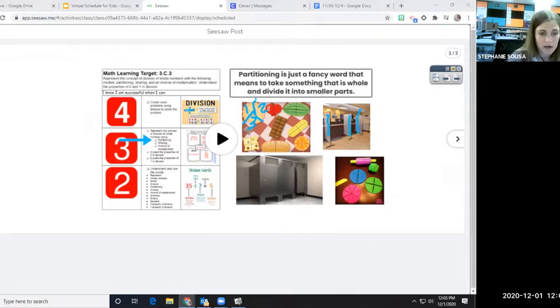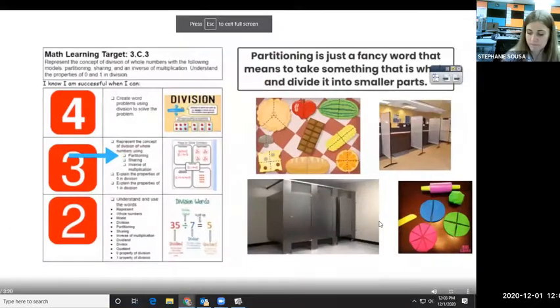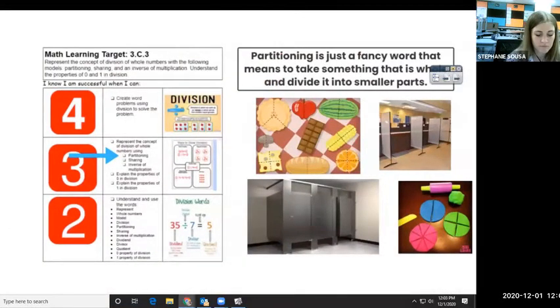Okay, here is our success criteria review. Today's learning target is to represent the concept of division of whole numbers using partitioning. Now, partitioning sounds like a big word, but it's really just a word that you already know. It is a word that means to take something whole and to divide it or break it into smaller parts.